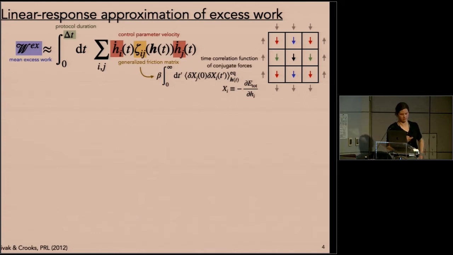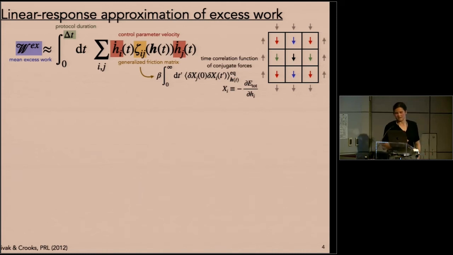In this case, the conjugate forces to the control parameters, which are the magnetic fields, is just the magnetization of each of the spins that we're driving. So basically, the fluctuations of the spins when they're flipping up and down throughout the control protocol is providing some resistance, which is what this friction tensor is quantifying.